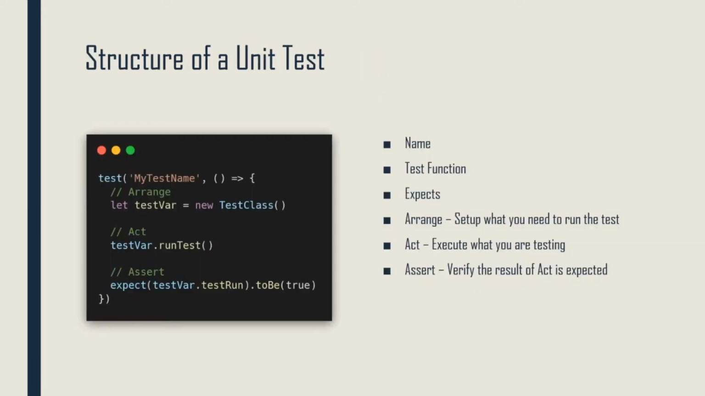So just quickly to go over the structure of a unit test, because this will become very important when talking about how to make your own framework. The unit test structure is basically a name, a test function, and expects. There's arranging, which is setting up what you need to run the test, acting, which is executing what you're testing, and asserting, verifying that your test is working as expected.